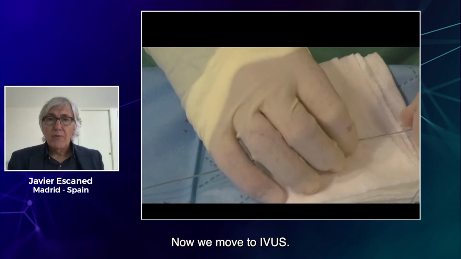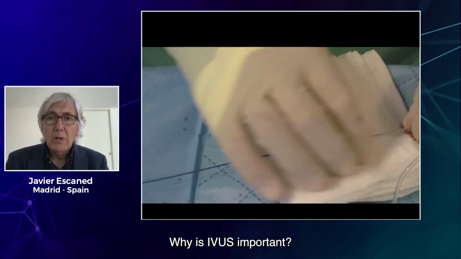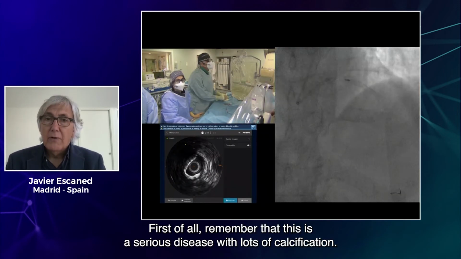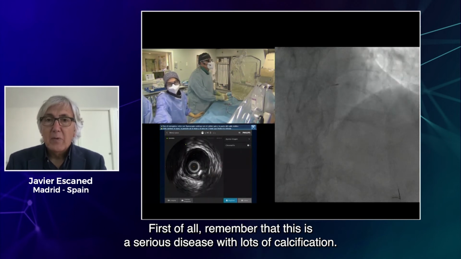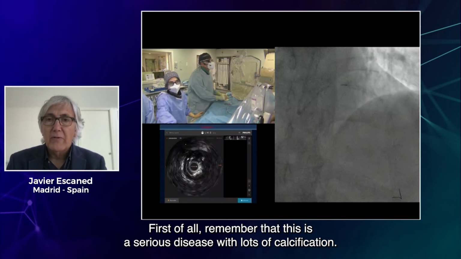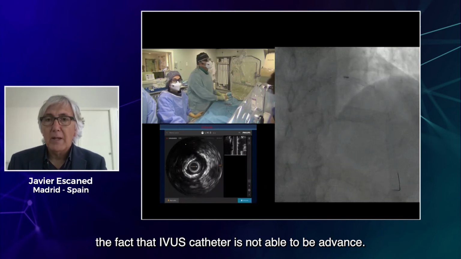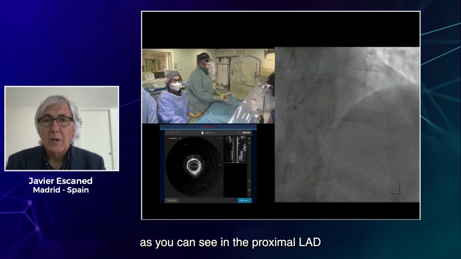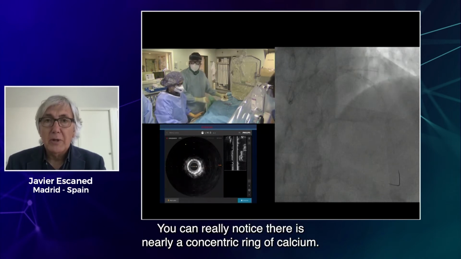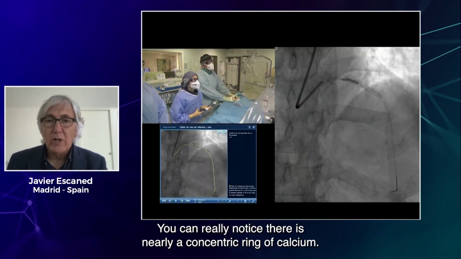So now we move to IVUS. Why is IVUS important? Well, first of all, remember that we have here serious disease with lots of calcification. In fact, the IVUS catheter is not able to be advanced, as you can see in the proximal LAD. You already notice that there is nearly a concentric ring of calcium.